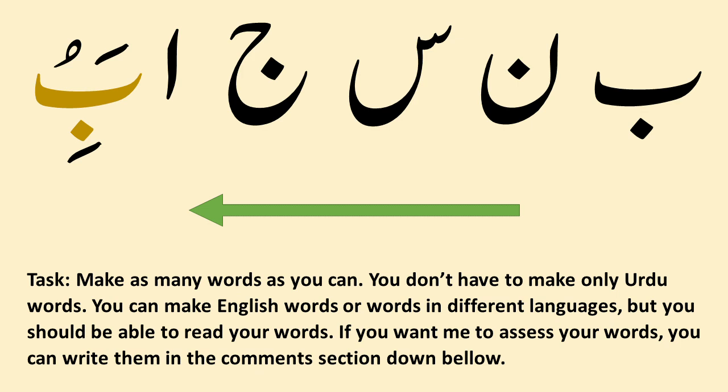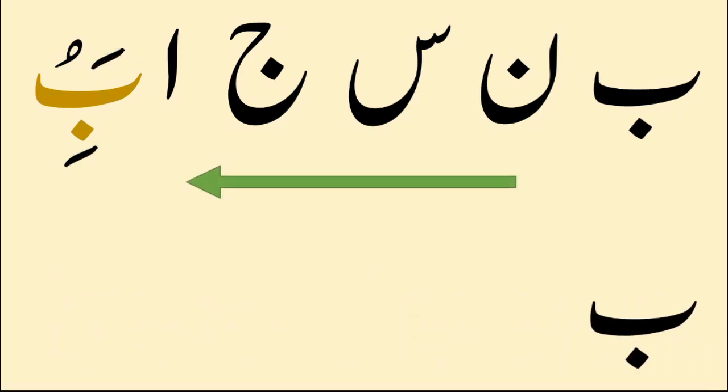And now I've got a job for you. I want you to make as many words as you can using only these letters: 4 consonants, 4 vowels. You can make English words, you can make words in any other language, but make sure you can read them. Make sure when you write this, you can tell me, oh, I've written ban, I've written sun. Okay? Now, I'll give you an example. Well, I'll give you more than one example.